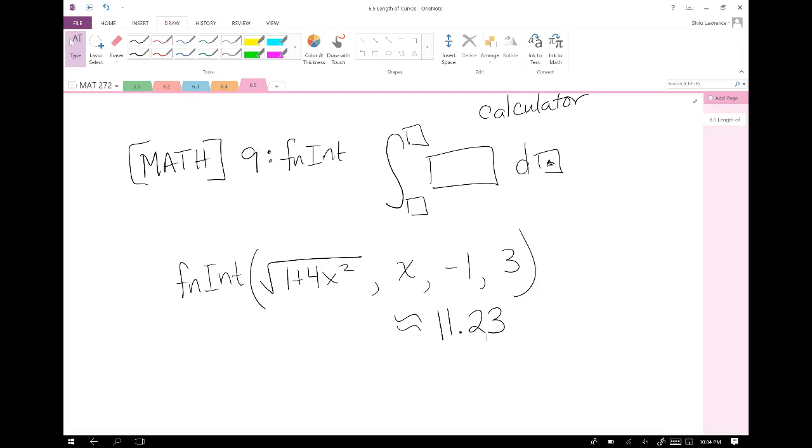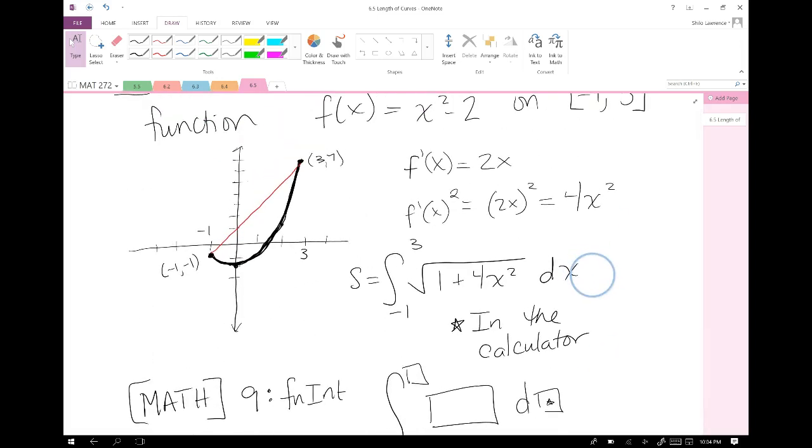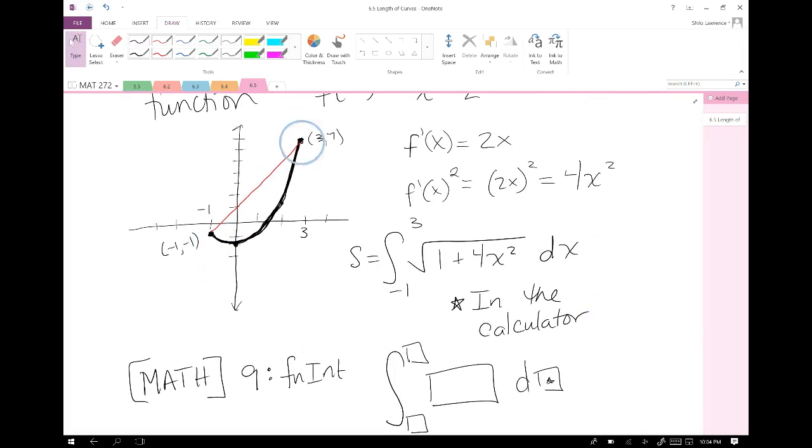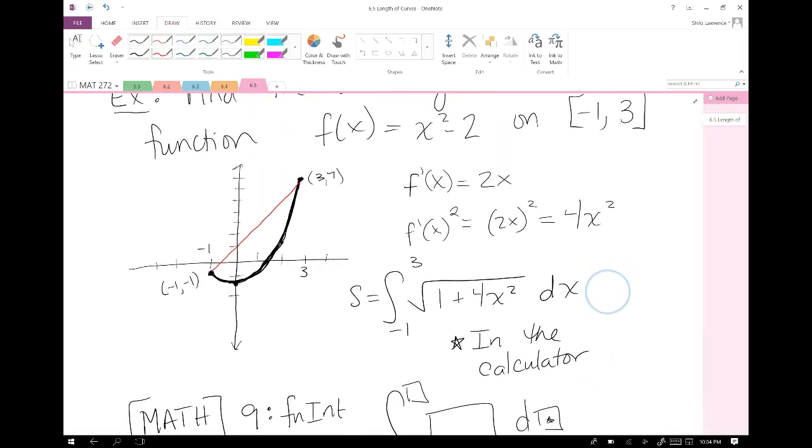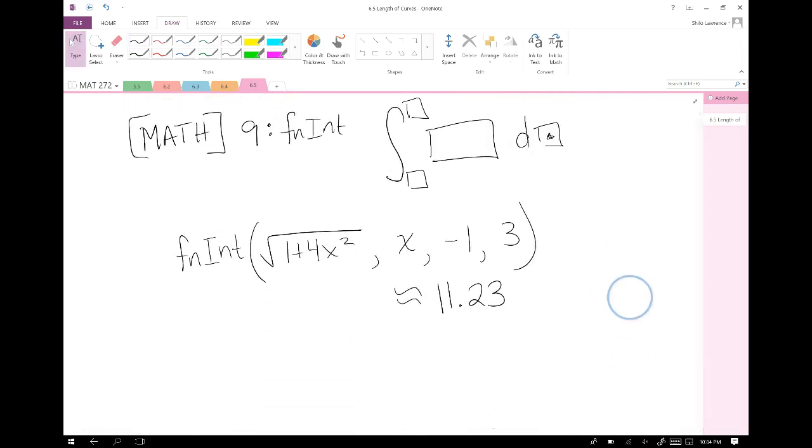And like we said just a minute ago on the graph, the straight line distance would be from (-1, -1) to (3, 7), and obviously that red line is shorter. If I had to guess, I would say that the arc length is about 1.5 times longer. But let's check it and let's see. So the straight line distance. Now, it did not ask us to in the directions. I'm just curious.